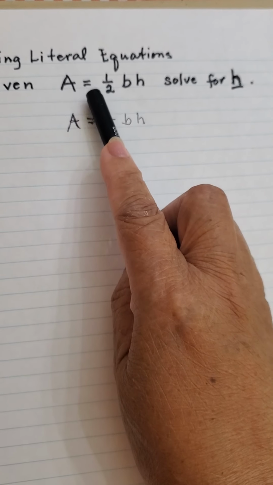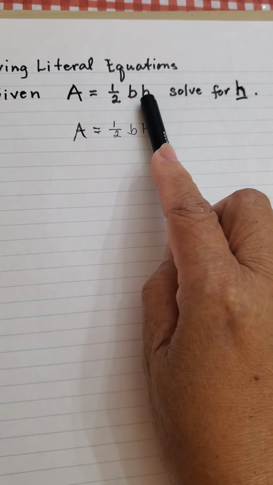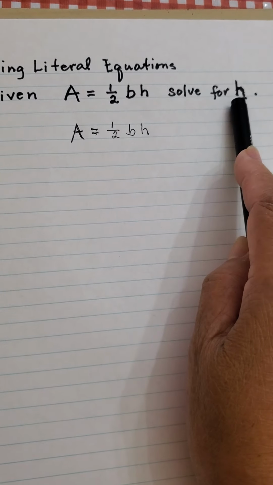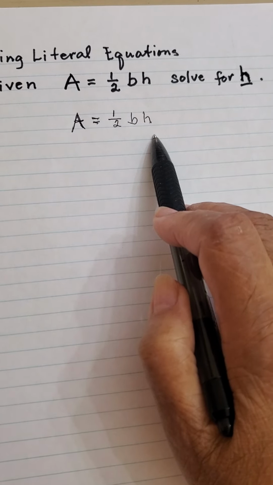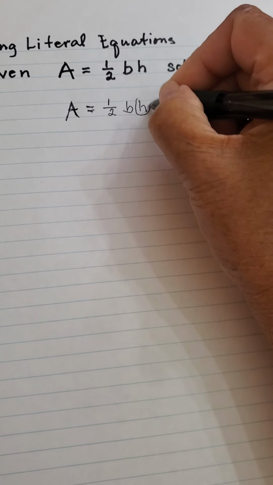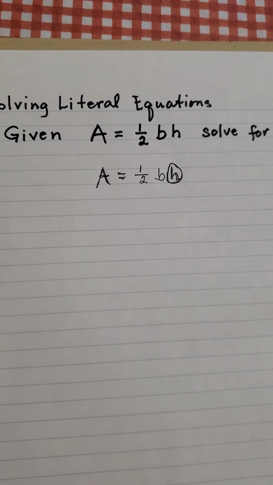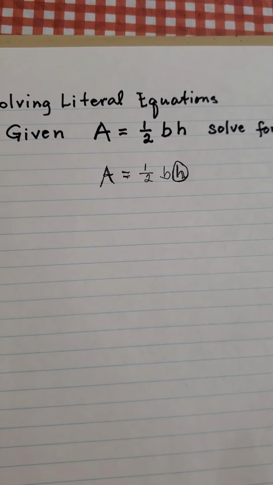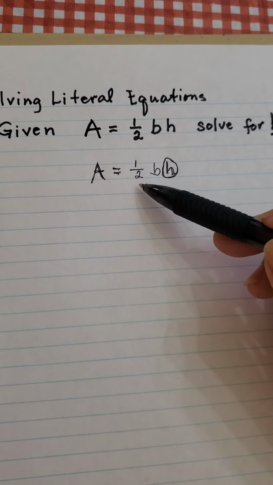My given equation here is A equals 1/2 times B times H. Solve for H. Okay? So I copy it down here and I'm going to circle letter H, so that as I go along, I know that H needs to be by itself on one side of the equation. What I'm going to do here is deal with the fraction first, 1/2.